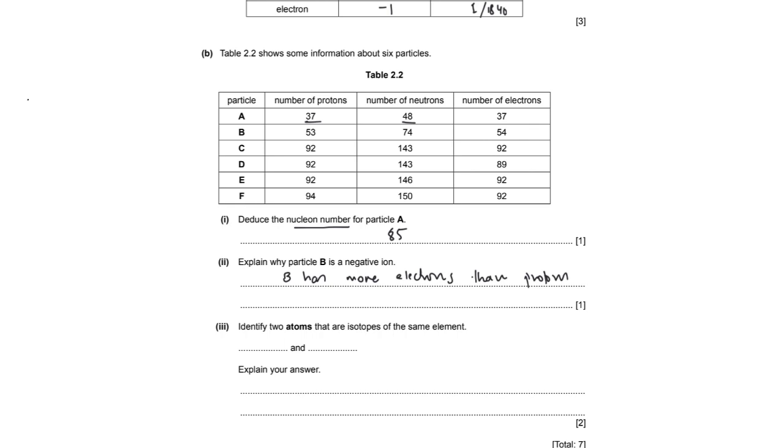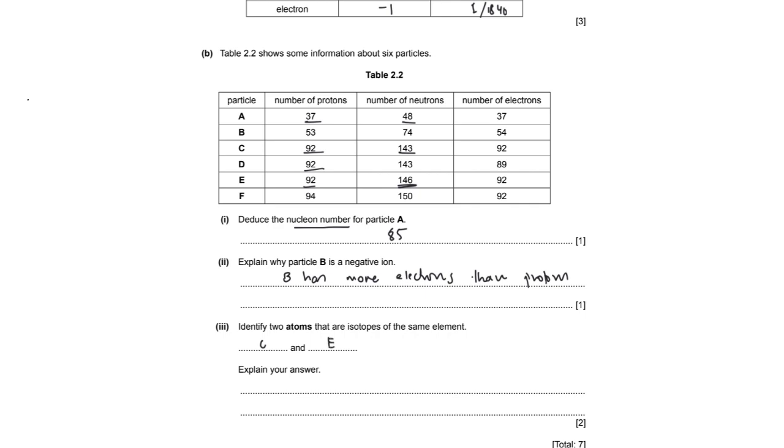Identify two atoms that are isotopes of the same element. So they'll have the same proton number. C, D, and E have the same proton number, but which of them has different neutron numbers? C and D have the same neutrons. So C and E have different neutrons. So C and E.